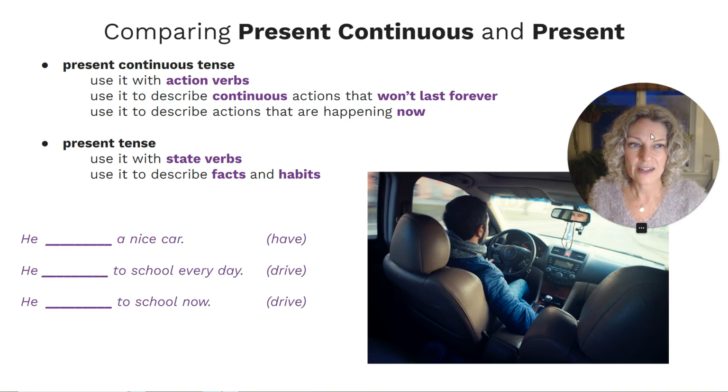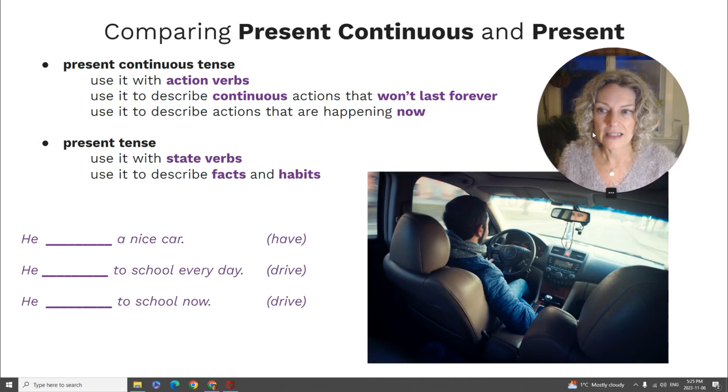Okay, so let's test that knowledge. If you have the sentence, he blank a nice car, and our verb is the verb have, should we say he has a nice car or he is having a nice car? First of all, let's just decide, is have an action verb or a state verb? Well, can you see that verb happening? Can you see having? No, it's a state verb, right? It's one of those invisible ones. And so that should be your clue that the correct tense there is the present tense.